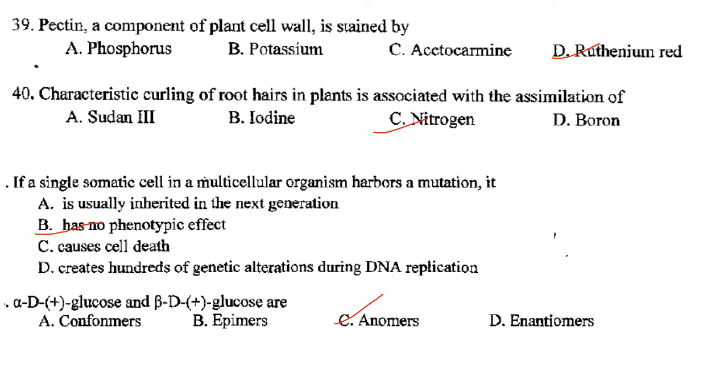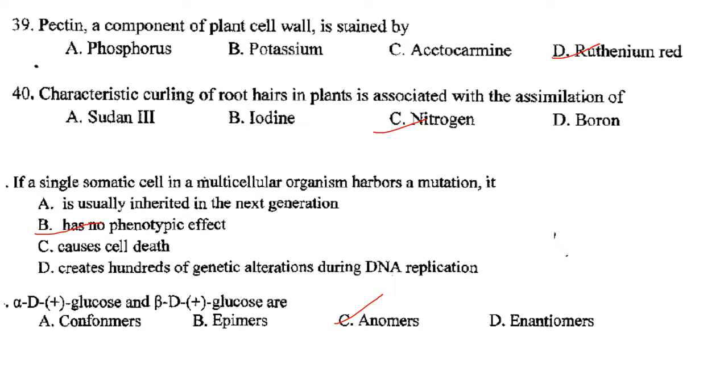If a single somatic cell in a multicellular organism harbors a mutation, it is usually inherited in the next generation, has no phenotypic effect, causes cell death, creates hundreds of genetic alterations during DNA replication. So it is a single somatic cell in a multicellular organism that harbors a mutation. It will not have any phenotypic effect. Answer is option B.